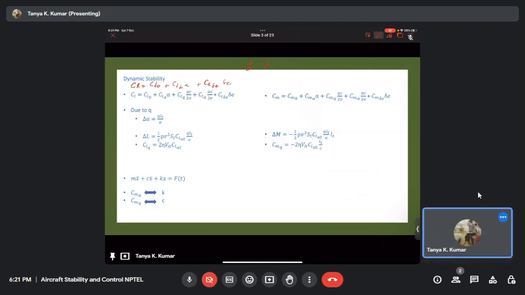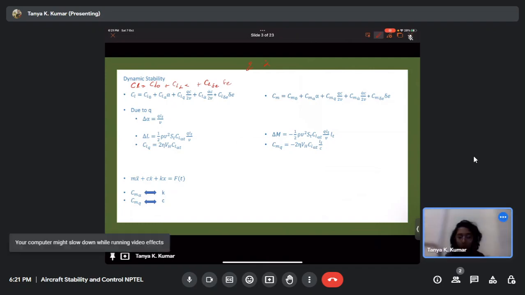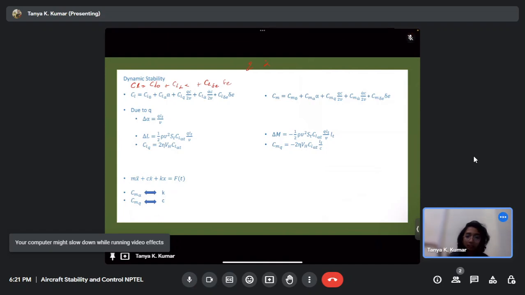When do these two terms come into play? Only when the aspect of time comes in. Till now we were not dealing with anything with time. It was just static stability. When dynamic stability comes in, we have two new terms, that is q and alpha dot.